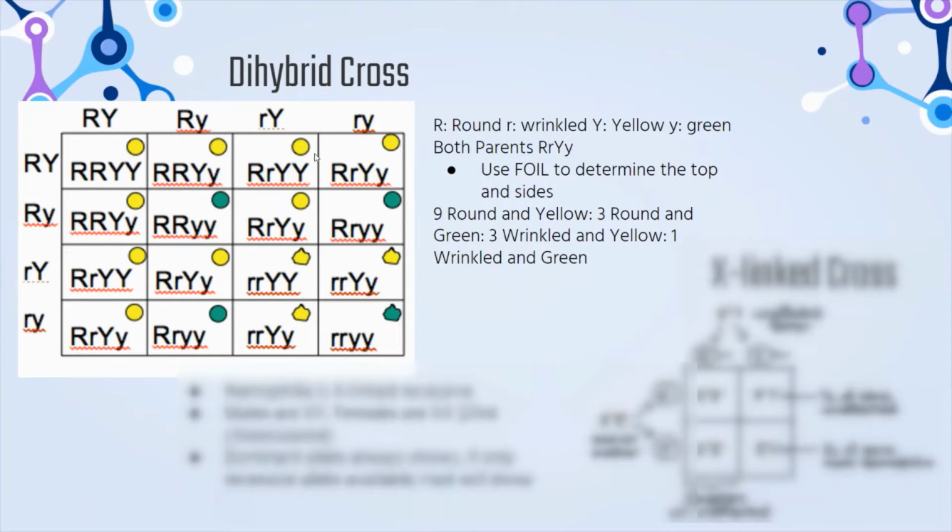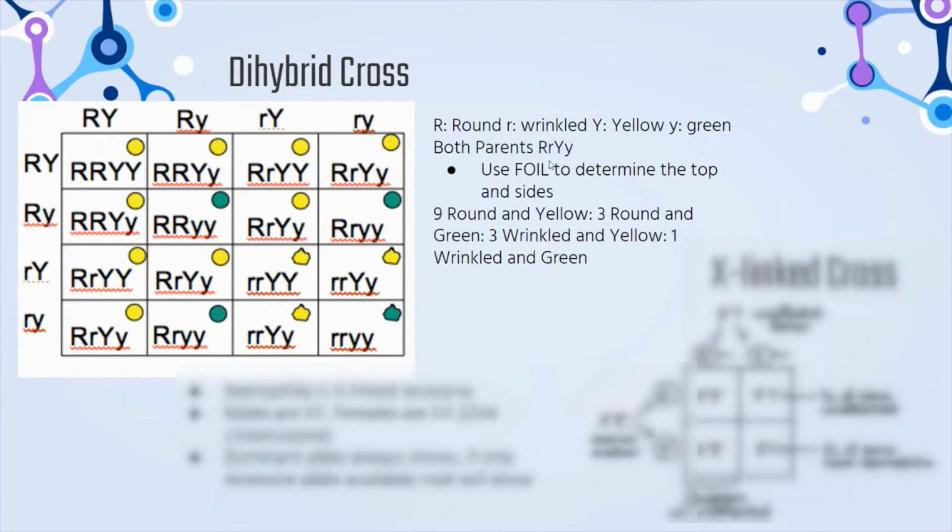So for example, if it's first, we will use capital R and capital Y. However, if it's outer, we will take the outer two letters. So we will take a capital R and a lowercase y.